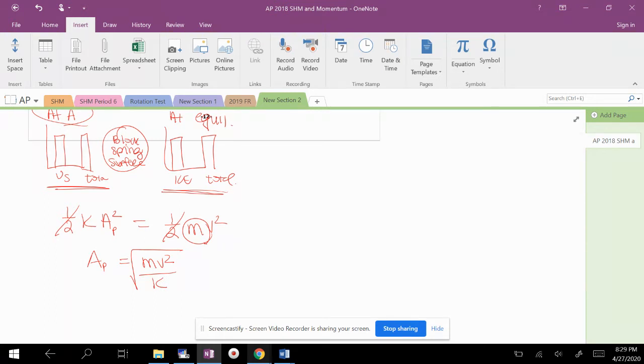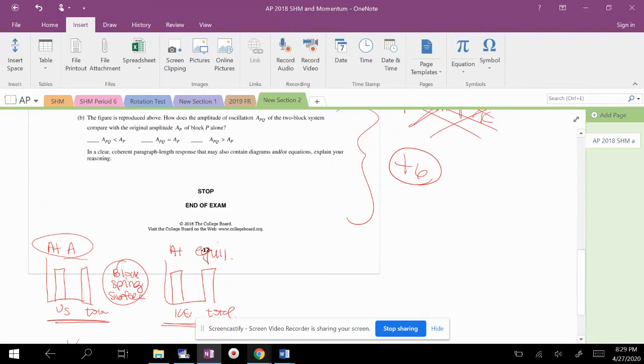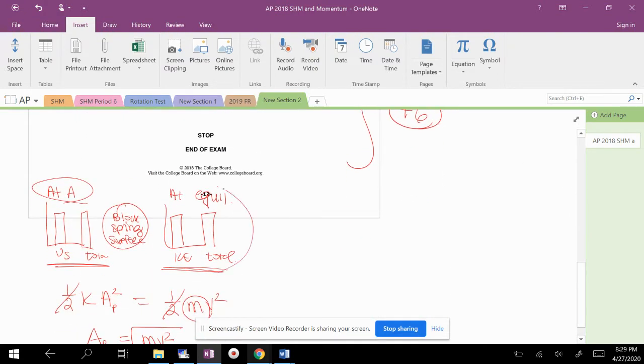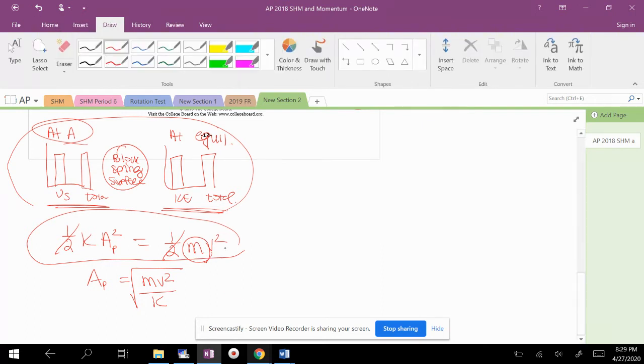Okay, so now the total energy changes, yes. But the energy bar graphs, the way they're depicted, do not change once that second block is added. So what about these values right here changes once that second block is added? Ask yourself that. And the answer is the velocity changes. Why does the velocity change?